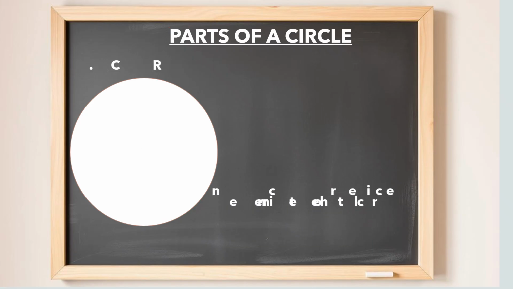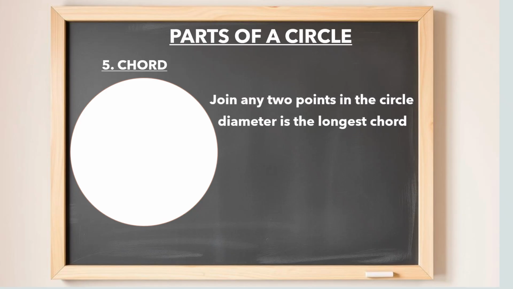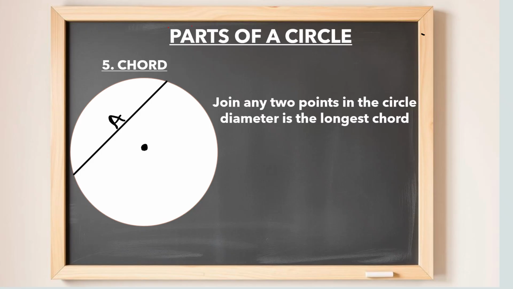Next, we talk about a chord. A chord can also be in the form of a diameter. A chord joins any 2 points in the circle. So the other way around, you can say all diameters are chords, but not all chords are diameters. What does this mean? Look at this. A, this is a chord. It joins any 2 points you can see on the circumference of the circle. This is a chord. You can see.